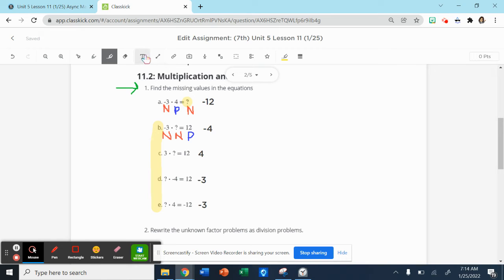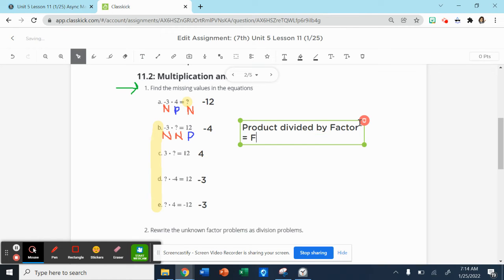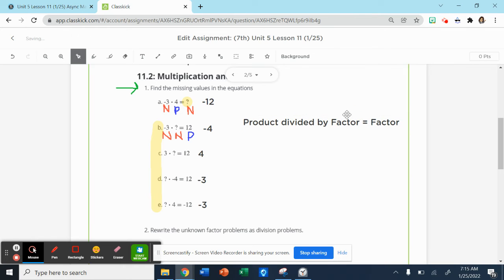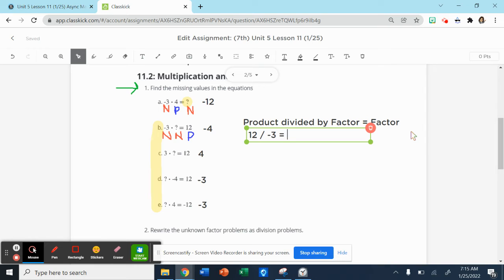The unknown factor problems are B, C, and D, because in A, the unknown is the product, not the factor. I know that when I have a product and a factor, product divided by factor equals factor. And so I can take the product that I know, divide it by the factor that I know, and calculate the other factor. So notice that I can take 12 divided by -3, and my missing factor will be -4.